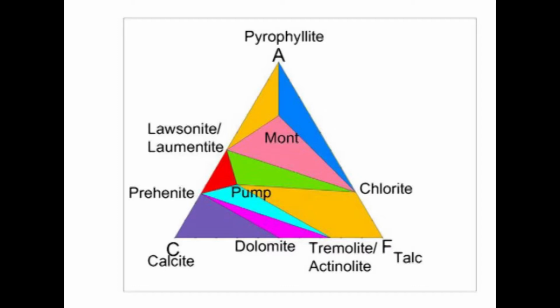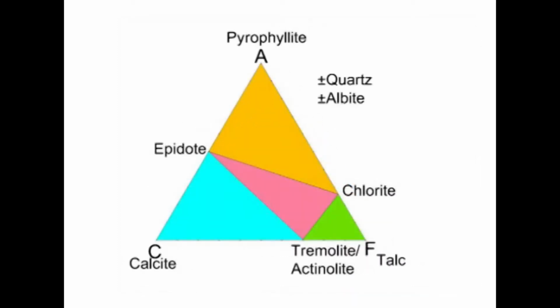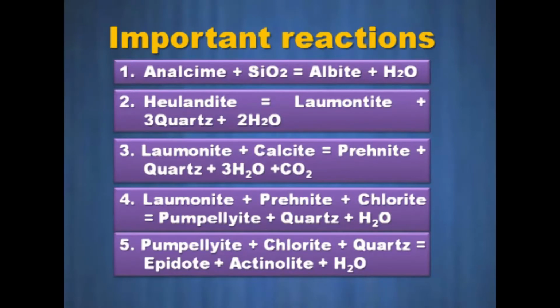With further increase of pressure and temperature, the pumpellyite disappears as the rock enters the greenschist facies, where it is replaced by actinolite plus epidote. Important reactions: first, analcime plus quartz gives rise to albite plus water. Second reaction, heulandite gives rise to laumontite plus quartz plus water.